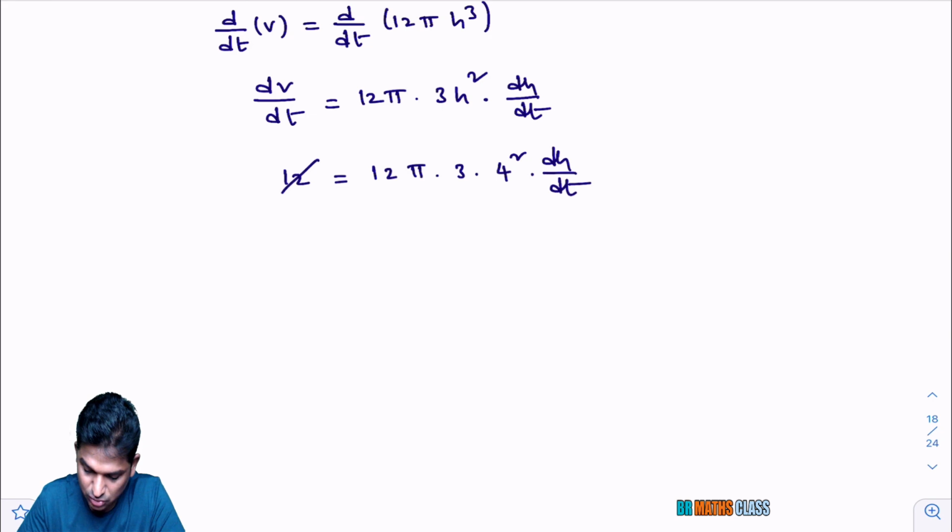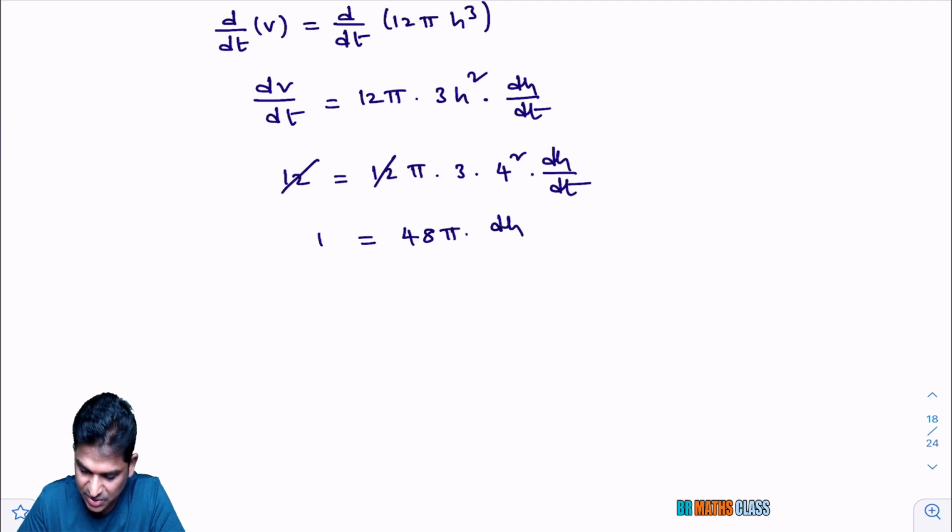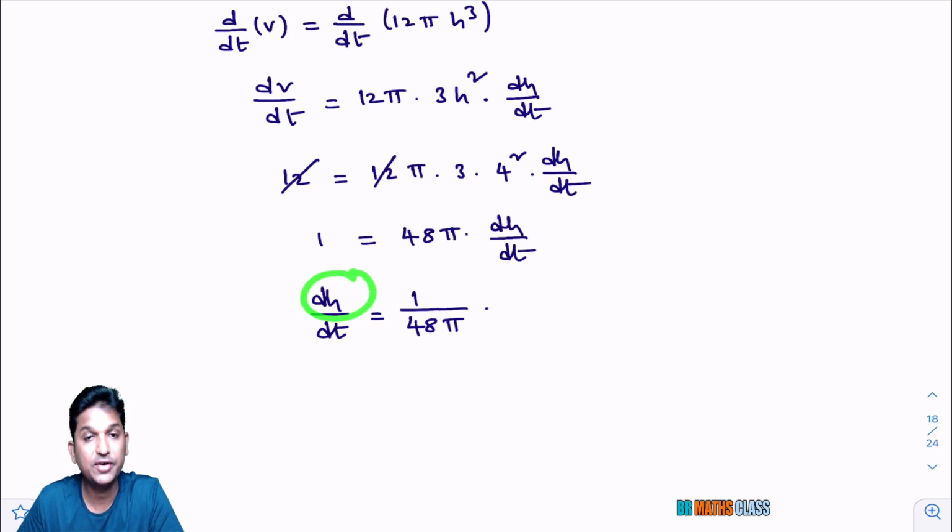Now this 12 will get cancelled. If I simplify this, what will you get? 1 equals 4 square is there. 4 square is 16. 16 3s are 48. So what will I get here? 48 pi into dh by dt. From this, what will you get? dh by dt equals 1 divided by 48 pi. This is the rate of change of height now. So what units do we need to write? Centimeter per second.